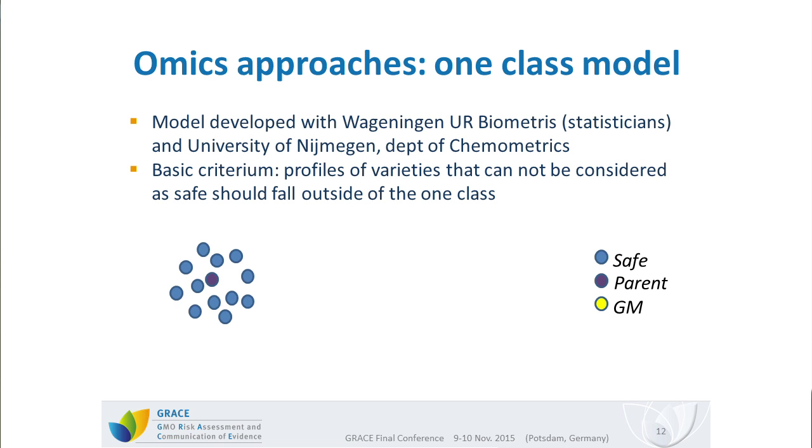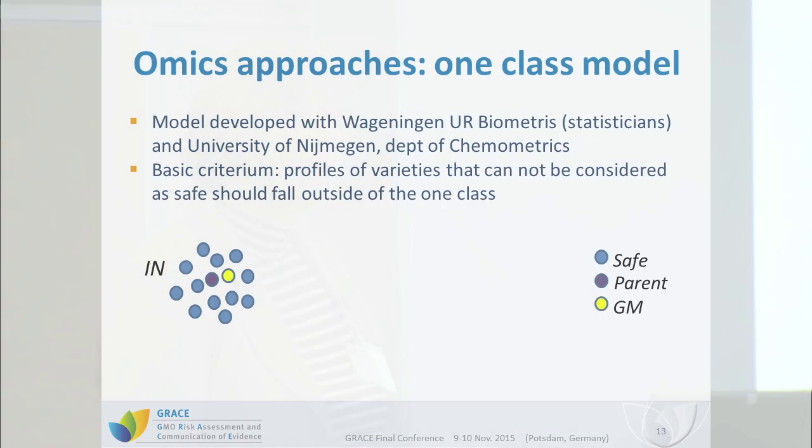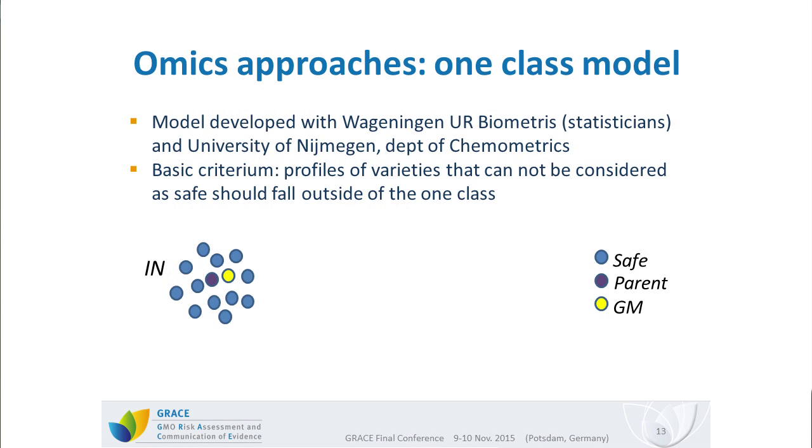And then the next step is to assess the GM variety. And basically there are two options in that case. The first option is that the GM variety falls within the one class of varieties that we consider as safe. And the alternative is, of course, that the GM variety does not fit into this one class. In this case, it doesn't mean that the GM variety is not safe, but it does mean that further assessment is required and additional studies may be needed to conclude on the safety of the GM variety.